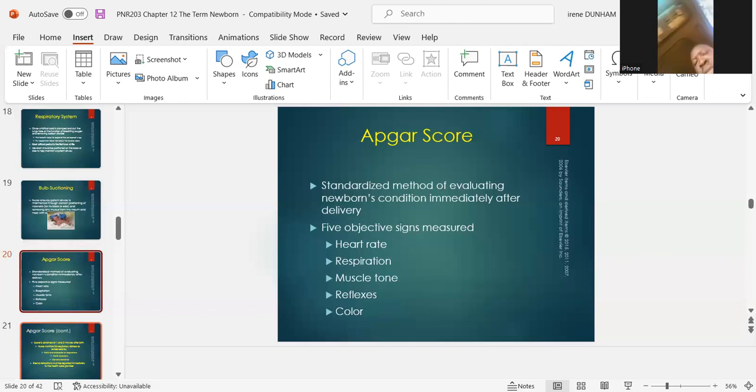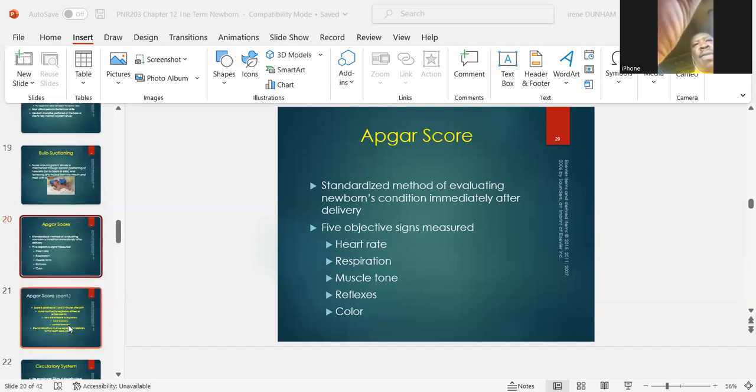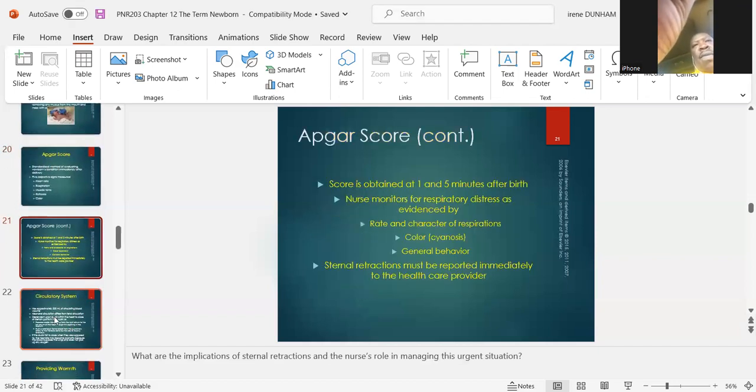So usually at 5 minutes, the baby's color is more pinkish. Okay. I'm going to go down here. Let's see, we got here. We already talked about that.